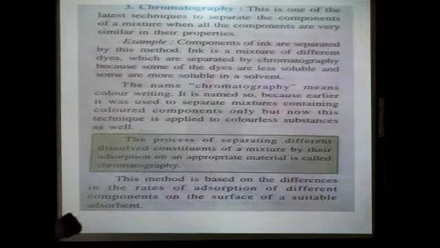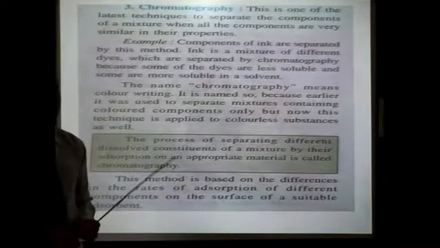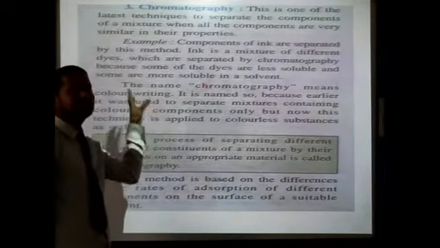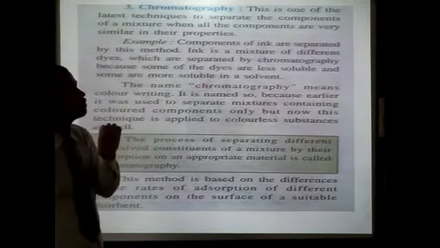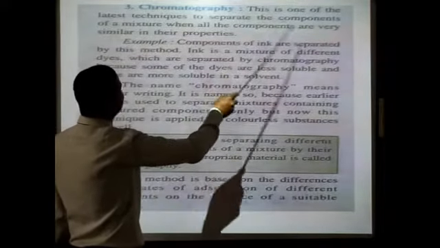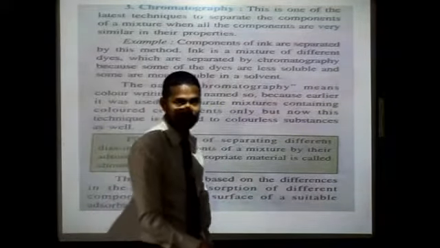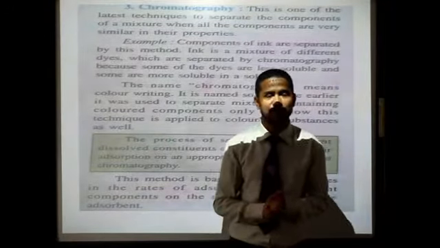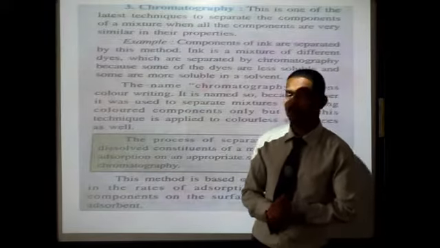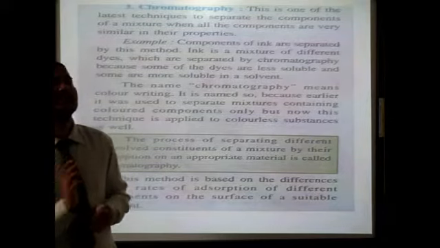Then chromatography. The word chroma means color, graphy. So this method uses color. This is one of the latest techniques to separate the components of a mixture when all the components are very similar in their properties. When all the components of the mixture are very similar, then chromatography can be used. This separates the mixtures on the basis of their different colors.